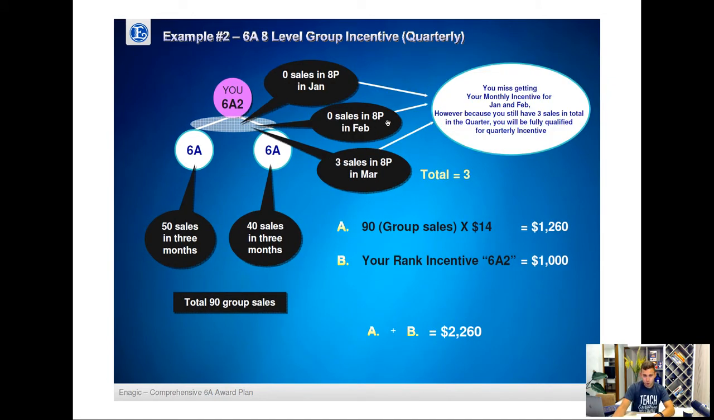Example number 2. Now check this example out, right, guys? So you have 0 sales within your 8 points in January. Same thing in February, 0 sales. But in March, you have 3, all right? You have 3 sales in March within your 8 points. So you have a total of 3 for the quarter. Now take a look at this little bubble. You're going to be missing out on your monthly incentive for January and February. However, you'll still have 3 sales in total for the quarter, so you'll be fully qualified for the quarterly incentive.